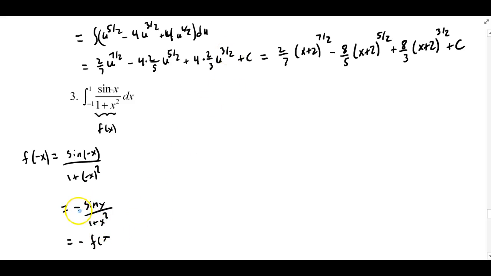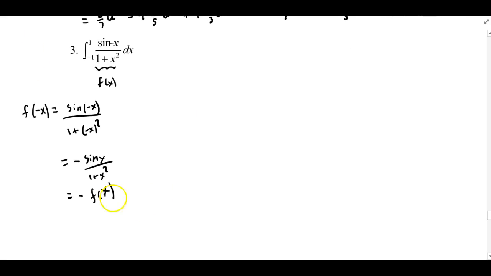Okay, so what we get here is negative sine x over 1 plus x squared, and so that's going to be negative f of x. And if that's equal to negative f of x, that means that f is odd. So this is an odd function, and recall that if we're integrating an odd function over a symmetric interval, the definite integral is going to equal 0. So we're done.